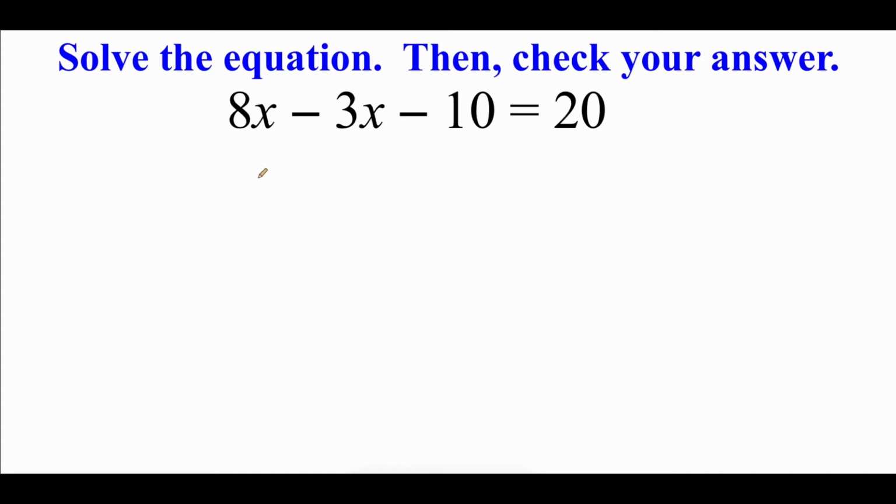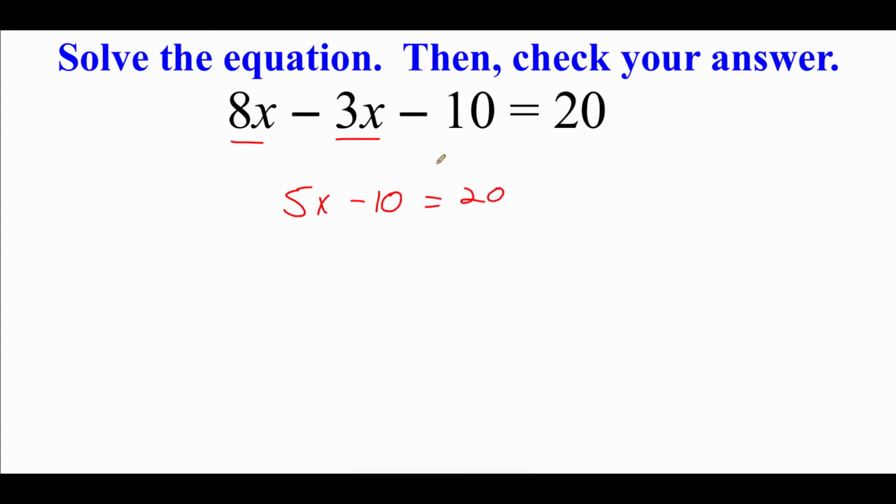Now, as I'm looking at the left-hand side, the first thing I notice is that we have a couple of like terms. The 8x and the minus 3x are like terms because they both have an x variable on them. So we can combine those by doing the operation that's between them. So 8x minus 3x would leave us with 5x, but then we still have this minus 10. We haven't done anything with that yet, and this is still equal to 20.